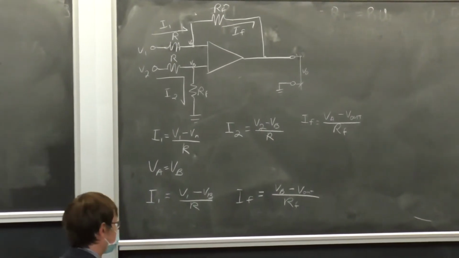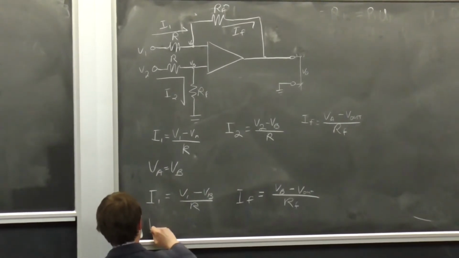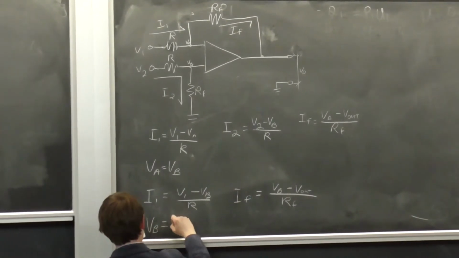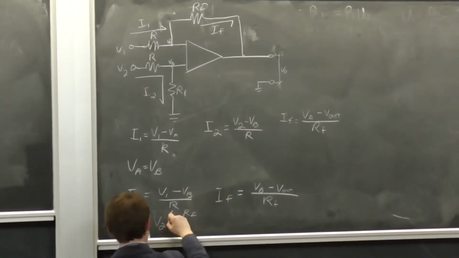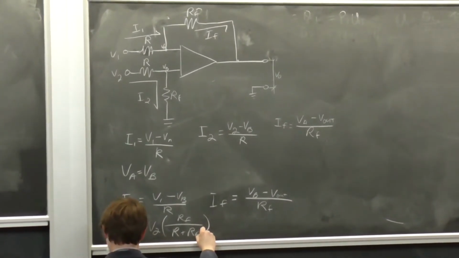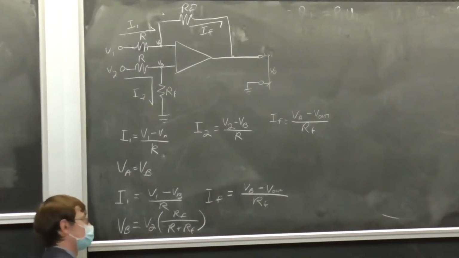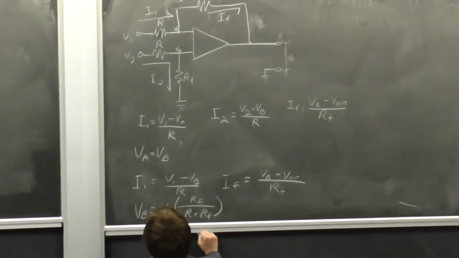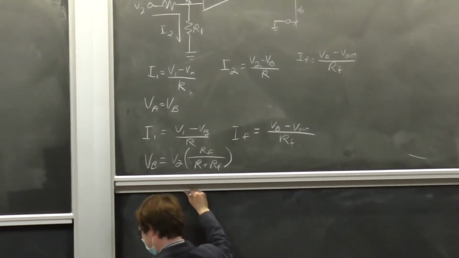Voltage divider. Thank you. So VB is equal to V2 times RF over R plus RF. There you go, because it's a voltage divider. Okay? I mean, you can derive it each time if you like, but, you know, there you go.